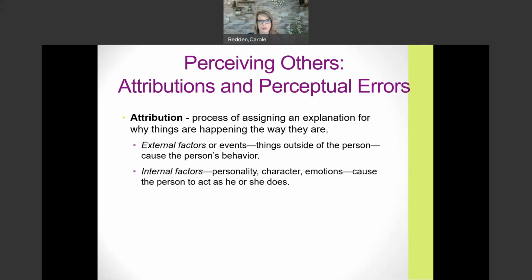Sometimes we make attributions based on external factors, and sometimes we make them based on internal factors. External factors are outside of the person, obviously, and internal factors would be like personality, again, just emotions, whatever is related to the individual as a person would be an internal. Maybe if I'm going through a difficult time in my life, that would be an internal factor.